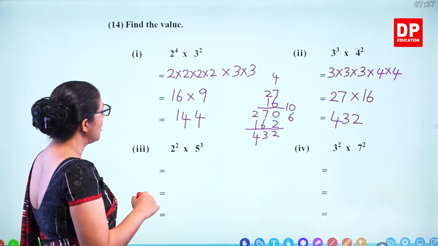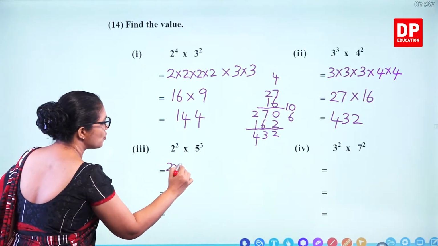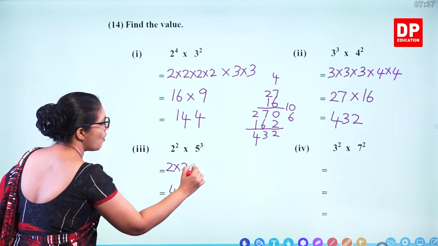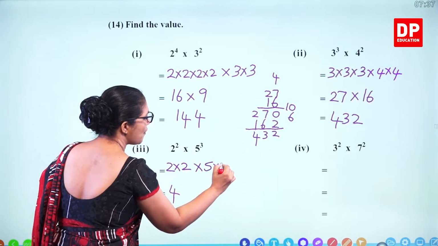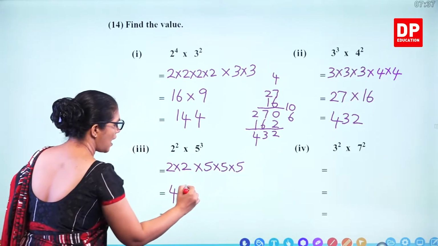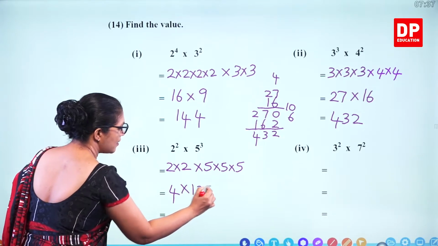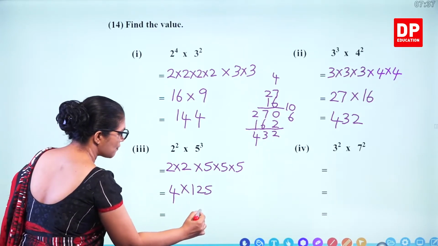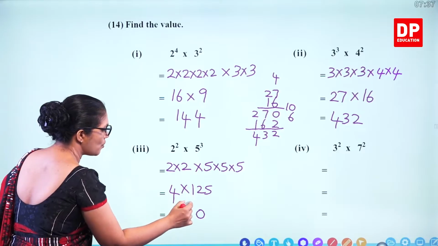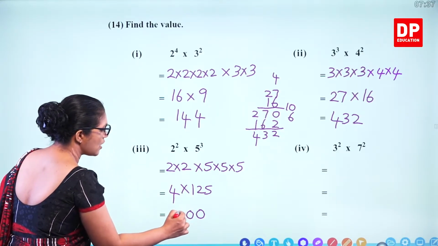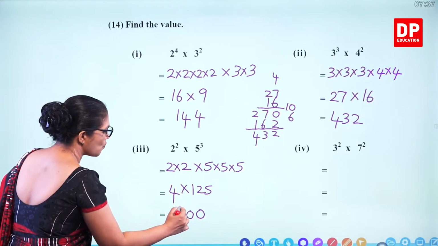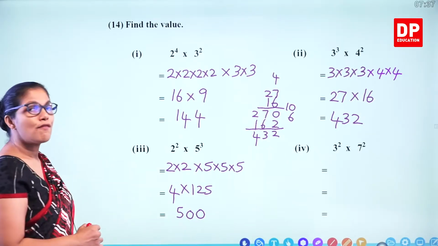Next one, 2 to the power 2. That means 2 times 2, 4. 5 to the power 3, 5 times 5 times 5. So you get 125. So what's the value of 4 times 125? 4 times 5, 20. 4 times 2, 8 plus 2, 10. 4 times 1, 4. 4 plus 1, 5. So the answer is 500.